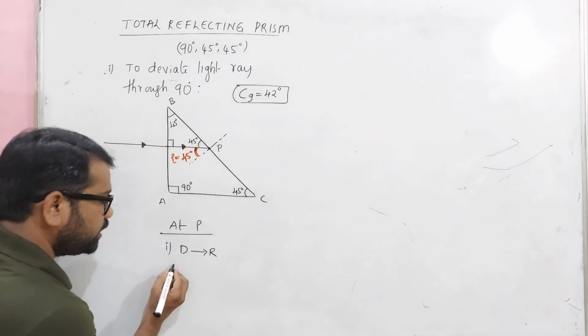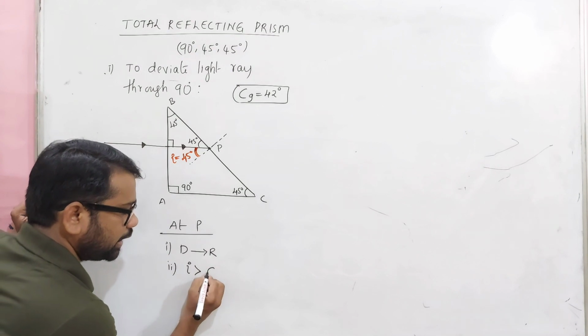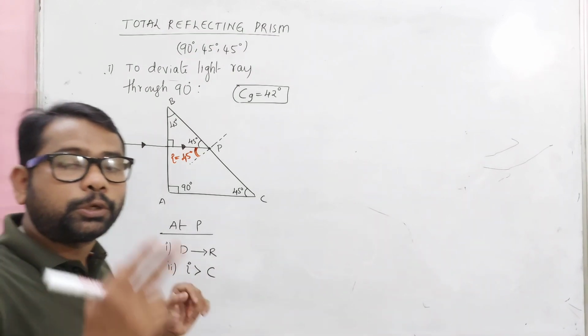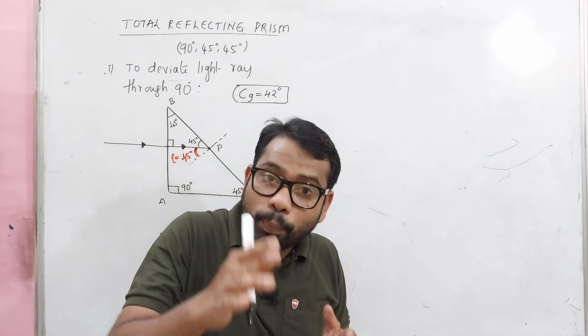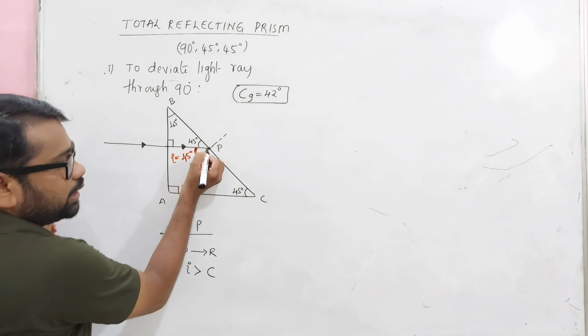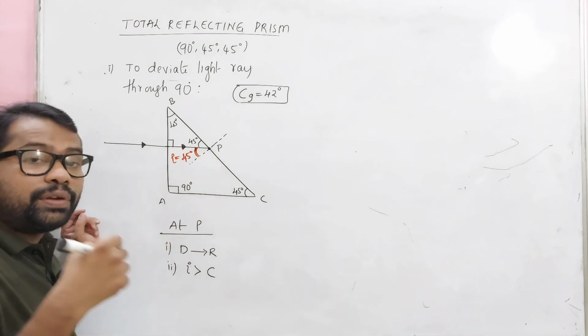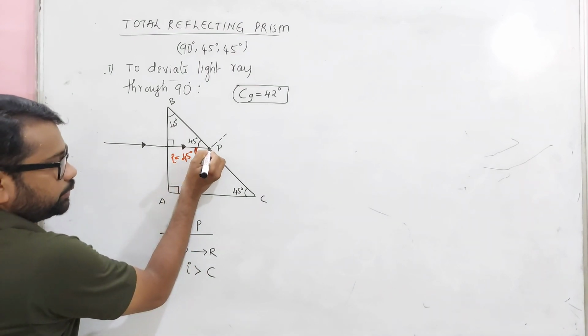42. Which means what here? Angle of incidence is greater than the critical angle. So here, the two conditions required for total internal reflection are obeyed by this light ray. So then what happens? This light ray at this point P will undergo total internal reflection. So it will get reflected.